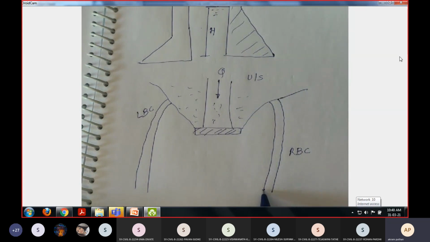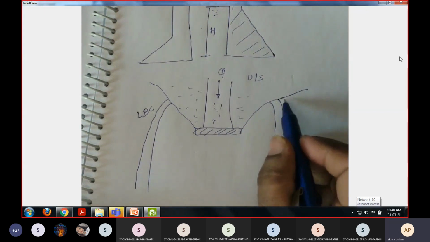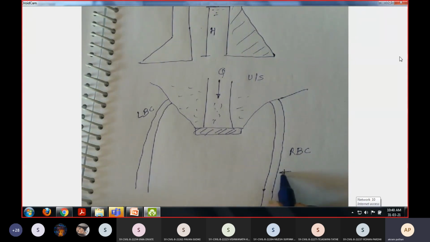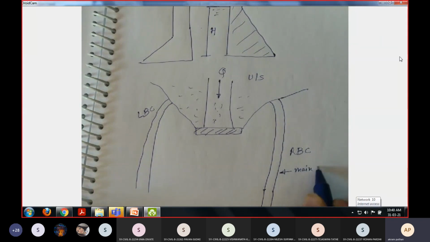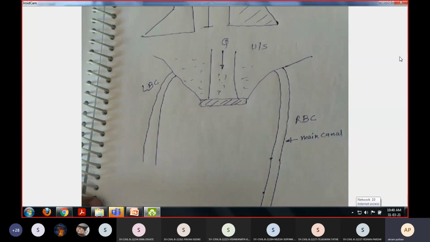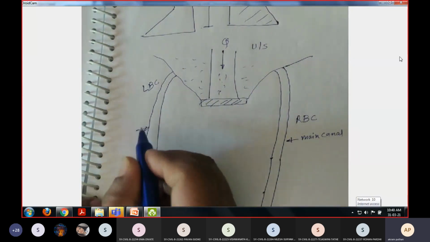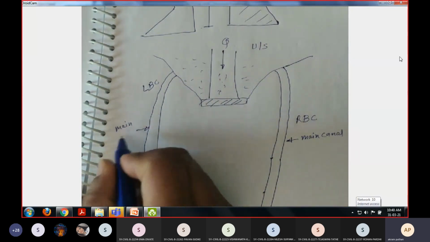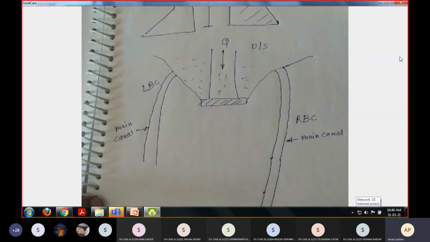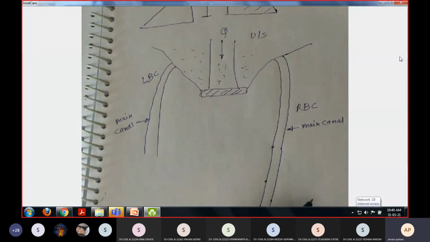Now the channel starts from the base of the dam. So this is the base, or one side of the dam, and on both sides of this canal, this is the main canal. And this is also a main canal, both are main canals, and they will cover the catchment, or the area, on both sides of the dam.